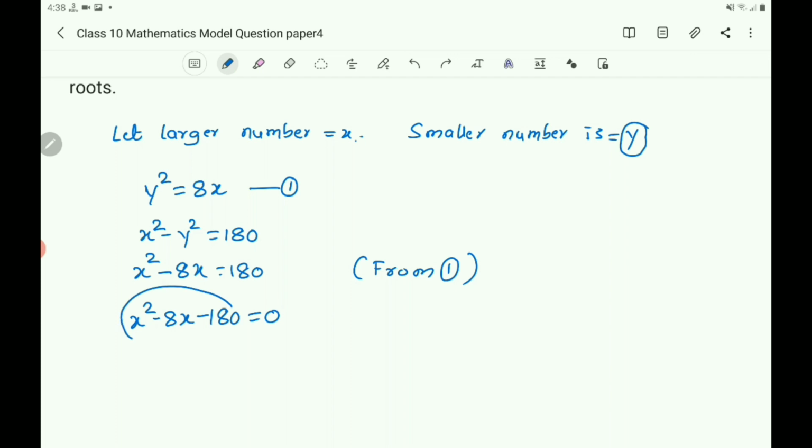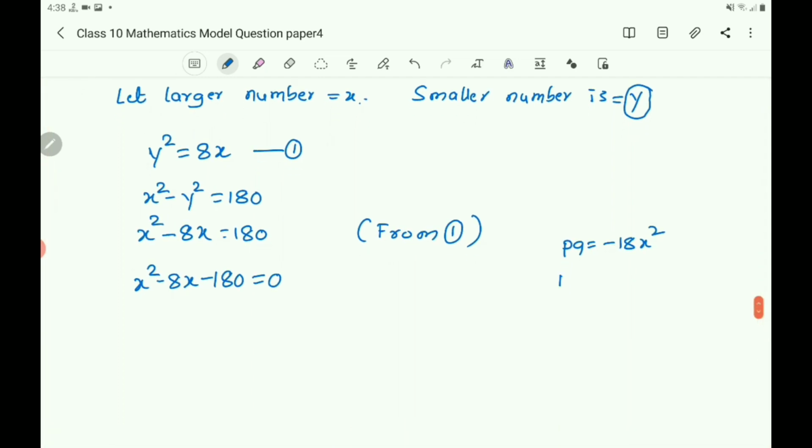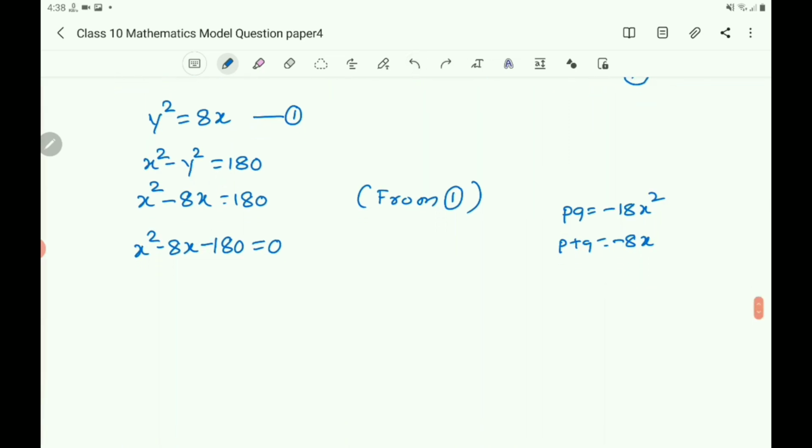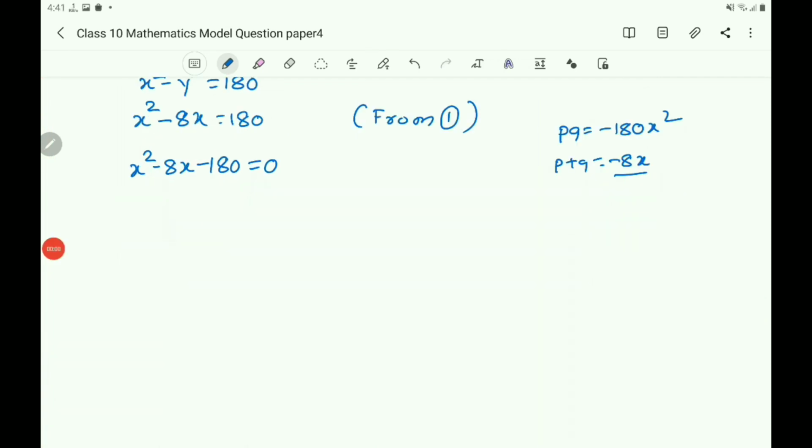So here the product is how much? If you consider the product is pq, minus 180 x square, and the sum is p plus q, that is minus 8x. Here the product is negative, so the factors are having different signs, and the middle term is having the negative sign, so the greater factor is having the negative sign. So you take, here the difference is minus 8 and the product is minus 180.